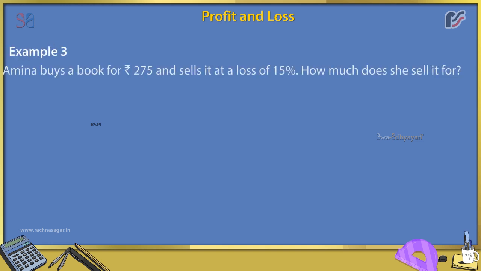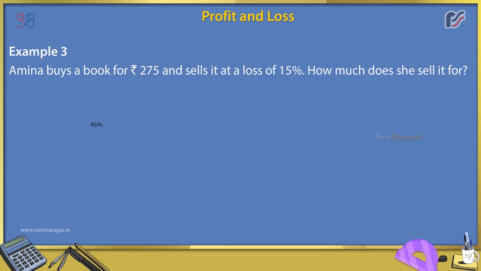Example 3. Amina buys a book for ₹275 and sells it at a loss of 15%. How much does she sell it for? Solution. CP of the book is equal to ₹275. Loss percentage is equal to 15.